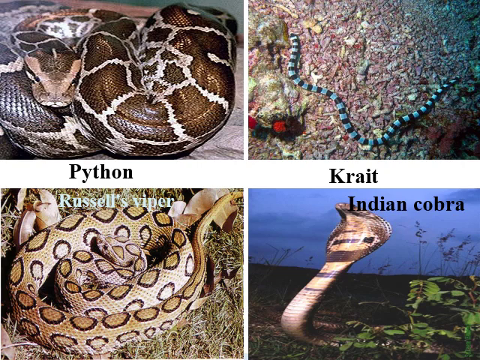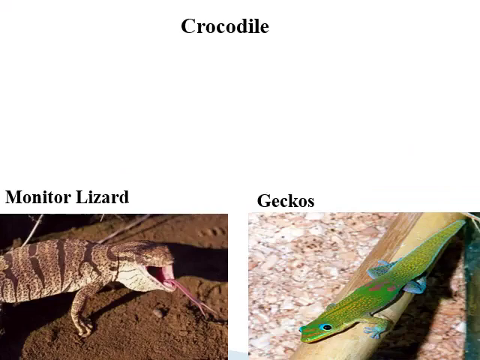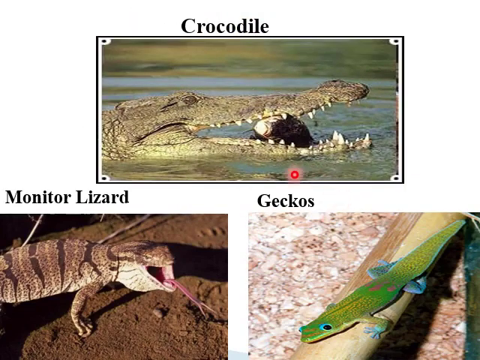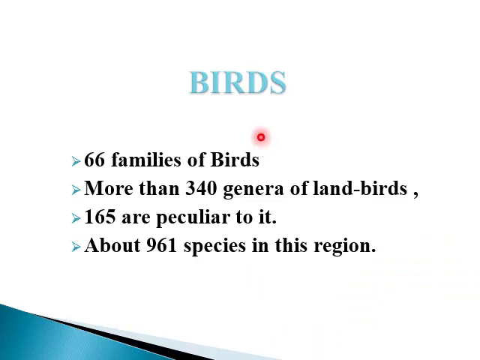Here are the different species of snakes, in which you can see the python, Russell's viper, krait, and Indian cobra. If we talk about the reptiles, the common reptiles of this area are crocodile, monitor lizard, and geckos. Next, we are going to discuss the birds that are present in this area.